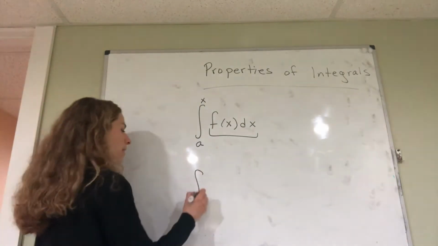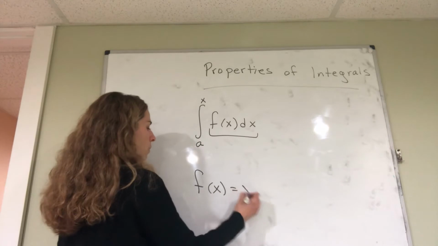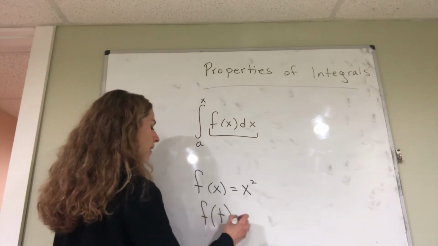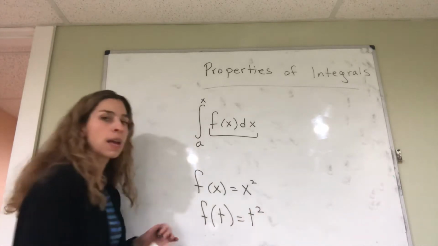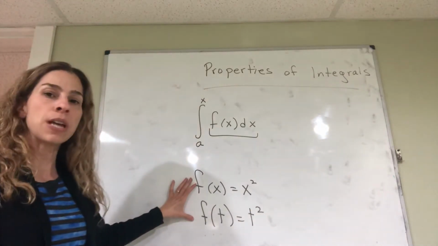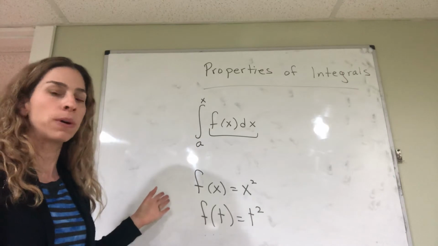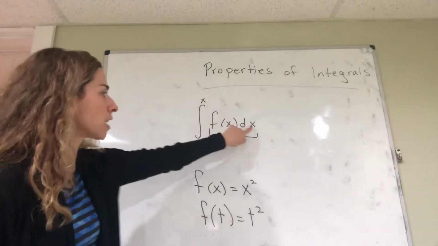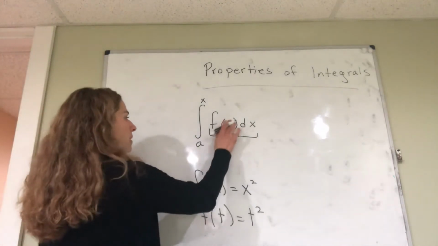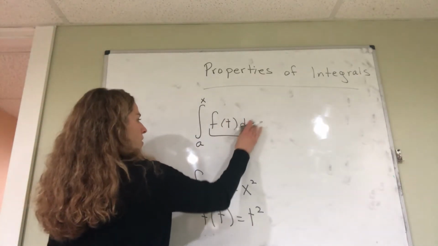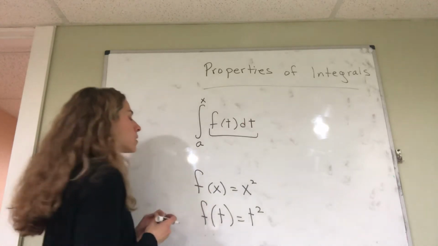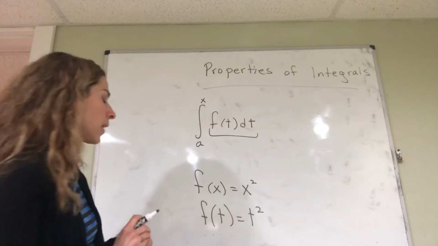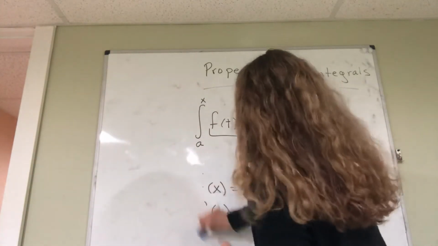So if f of x, for instance, is equal to x squared, if I call the function variable t, then the function would be t squared. It's still exactly the same function. I just gave the variable a different symbol. Okay? So in this formula, if this is an x, then I should put a dx. If I want to make this a t, then I have to change this to a t as well. So I'm just going to use t now because I don't want to use the same variable here as here. Okay, let's look at a picture of what this means.